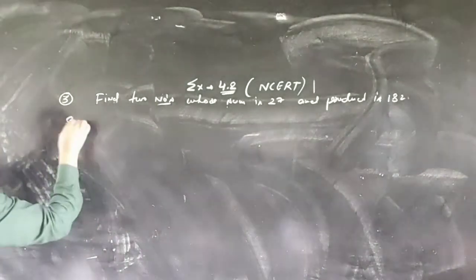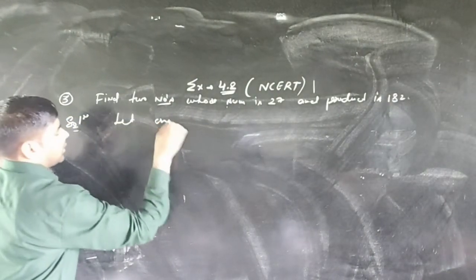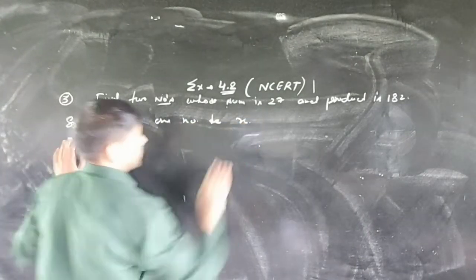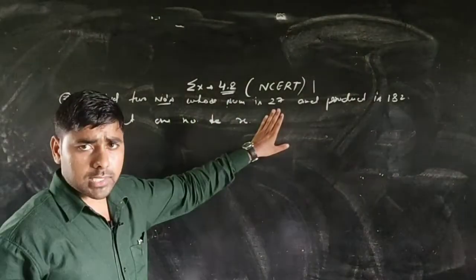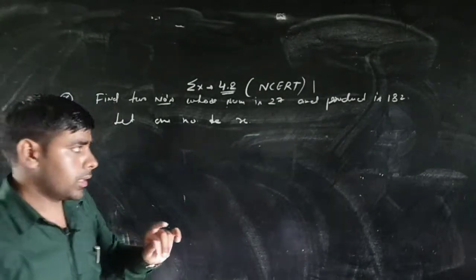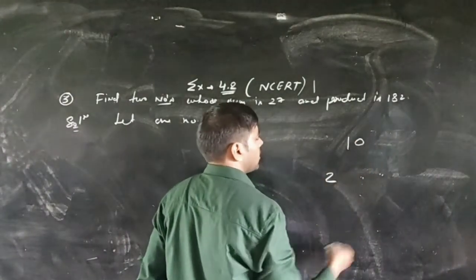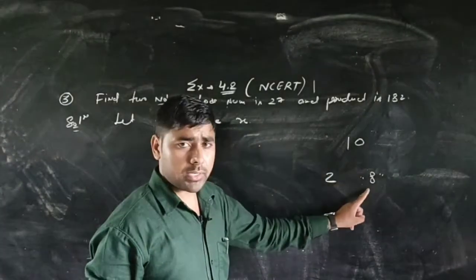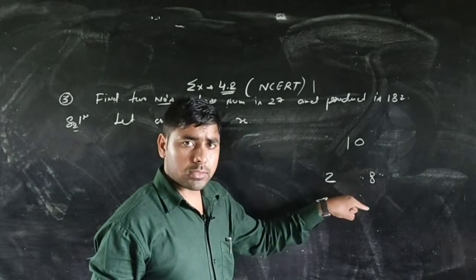Let one number be x. If one number is x and the sum of the two numbers is 27, then what is the other number? Let's see an example. If the sum of two numbers is 10 and one number is 2, then the other number is 10 minus 2, which is 8. 8 plus 2 is 10. If one number is 2, then the other is 8.